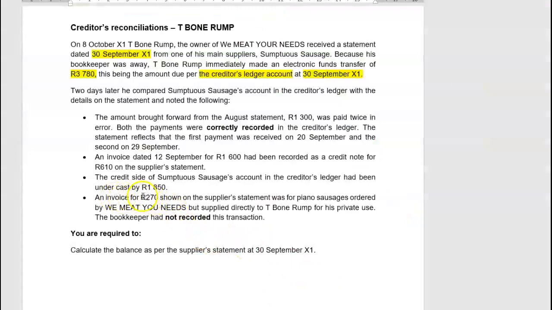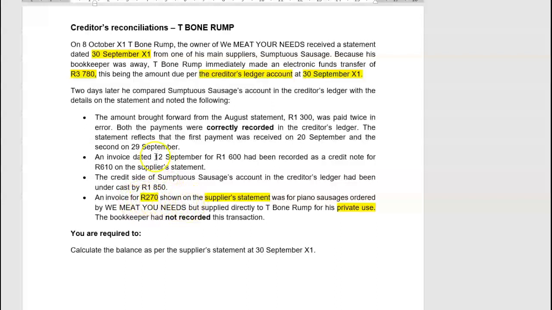An invoice for 270 Rand shown on the supplier statement was for piano sausages ordered by We Meet Your Needs, the entity, but supplied directly to Mr. TBone Rump for his private use. TBone Rump, remember, is the owner of this business. So what he's done is he has ordered the sausages, whatever it is, pianos. They actually delivered it at his house for his own consumption. But in some kind of confusion, they just add it on the supplier's statement.